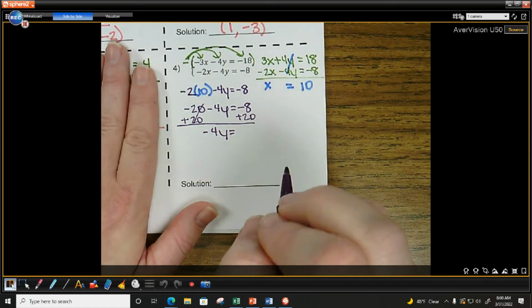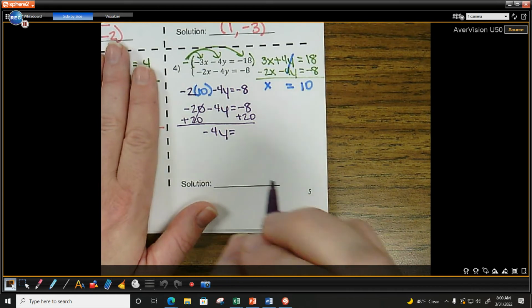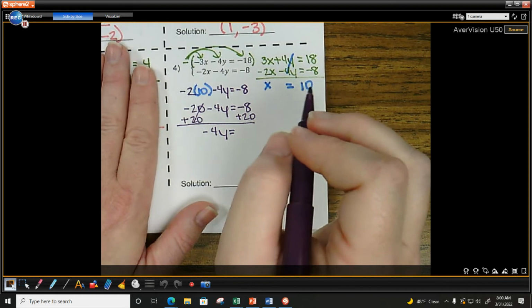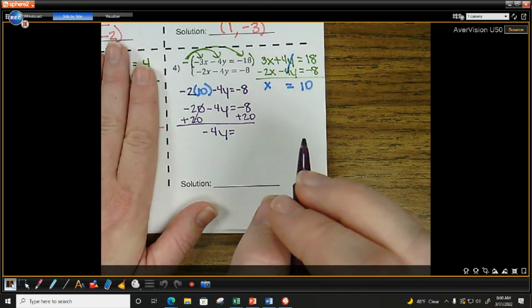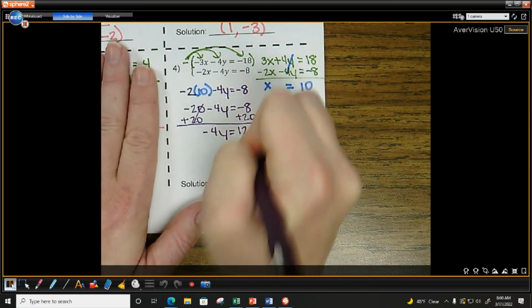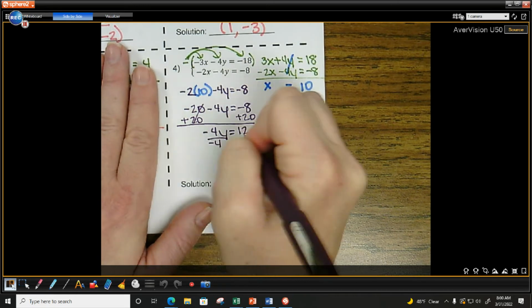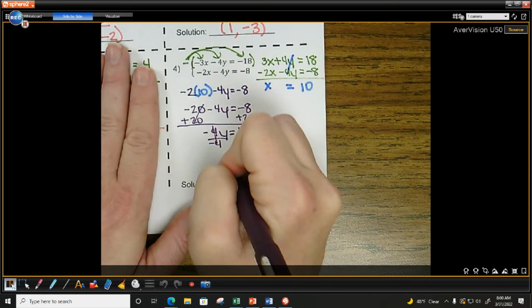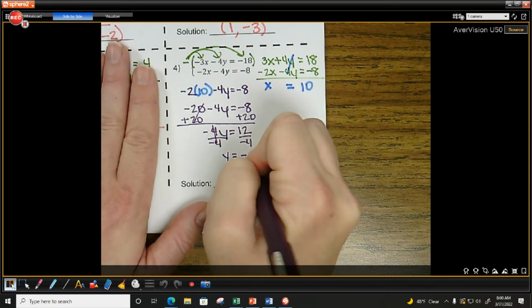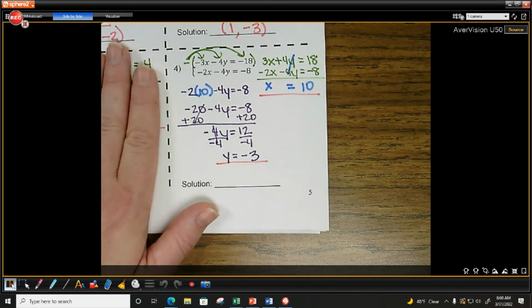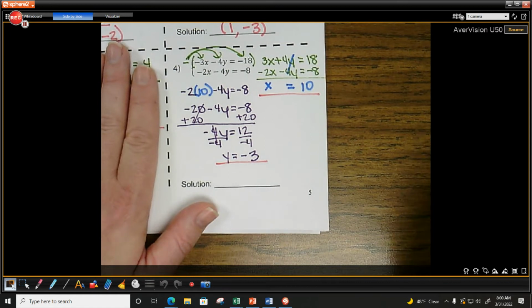Okay, get it. Negative 8 plus 20. Positive 12, very good. And then what do I do next? Divide by negative 4. And I get y equals negative 3. So I have my x and my y. How am I going to write my answer? 10, negative 3.